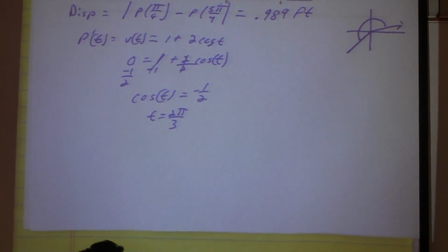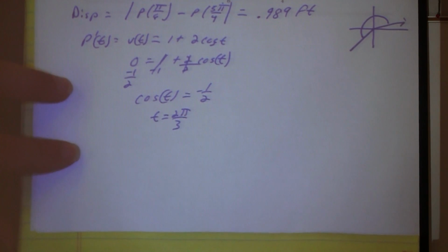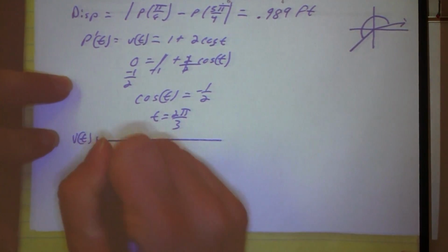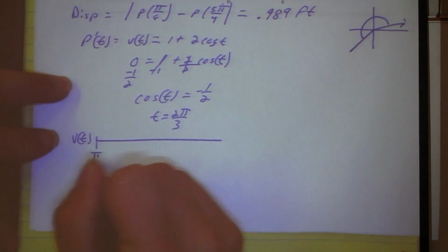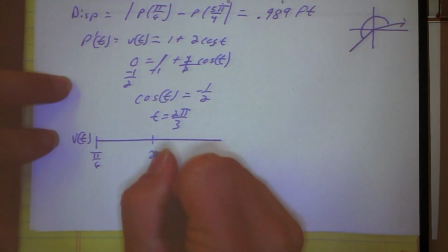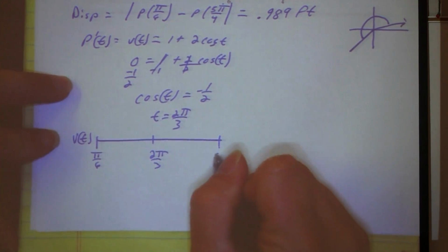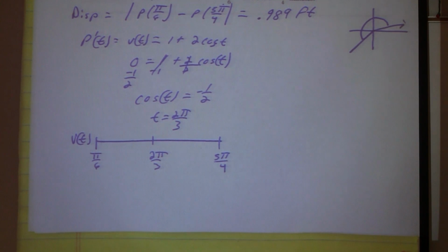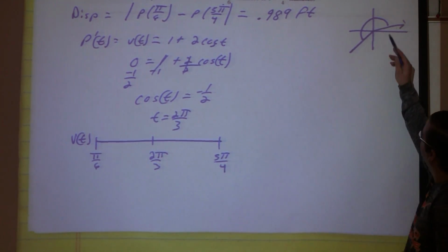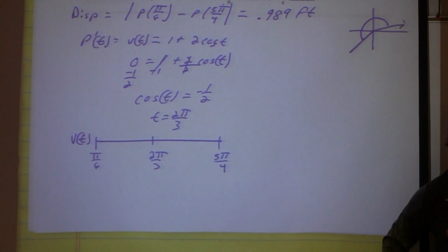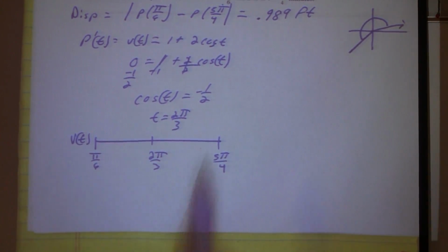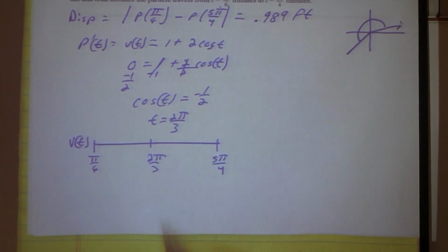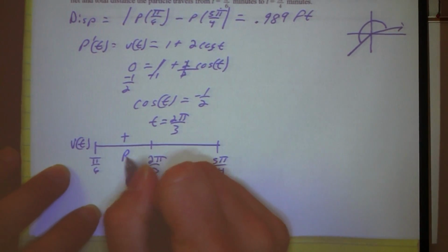Maybe that wasn't cute. Alright, so after this we make a sign line. So what would my velocity be from pi over 6 to 2 pi thirds, all the way to 5 pi over 4? Pick something between pi over 6 and 2 pi over 3. Pi halves? Okay, so pi halves, plug it in. Cosine of pi halves is 0, times 2 is 0, plus 1 is positive, so the particle is moving to the right.